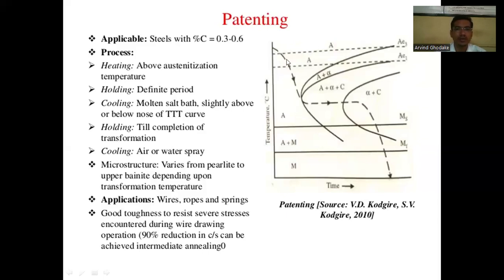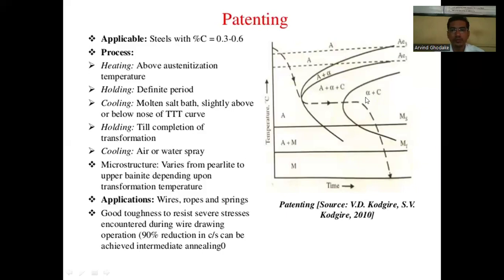Initially the sudden cooling is done with the help of a molten salt bath, up to slightly above or below the nose of the TTT curve. This region is called the nose of the TTT curve. Rapid cooling with the help of the salt bath happens. After that, there is holding at that temperature for a large period of time at constant temperature, so that the austenite does not directly get transformed into martensite. Initially it gets transformed into pearlite. After that, it gets transformed into upper bainite. So this region is called upper bainite.